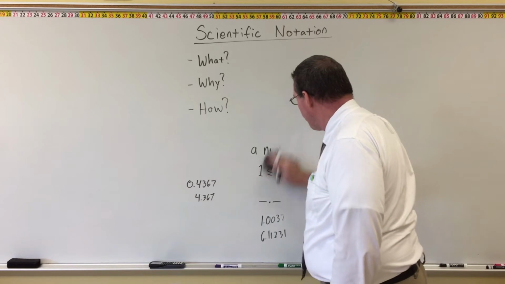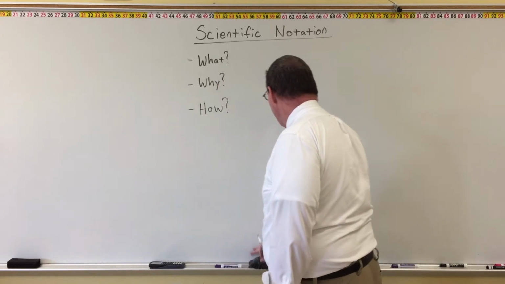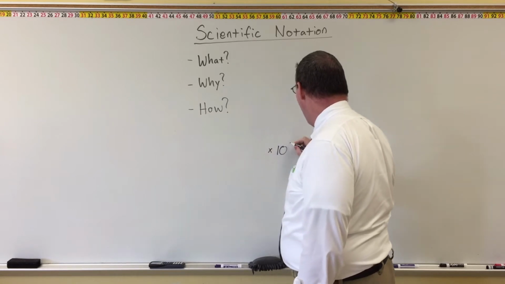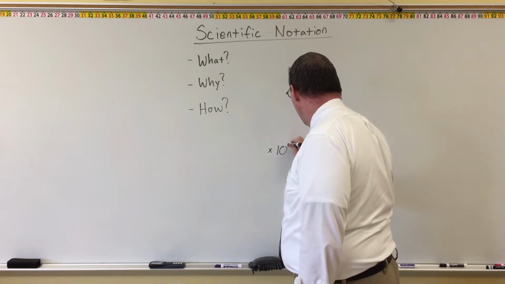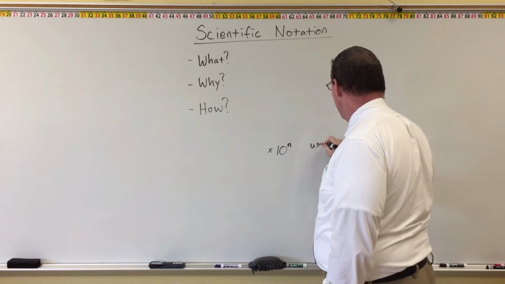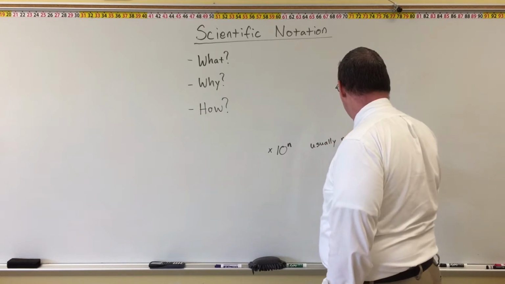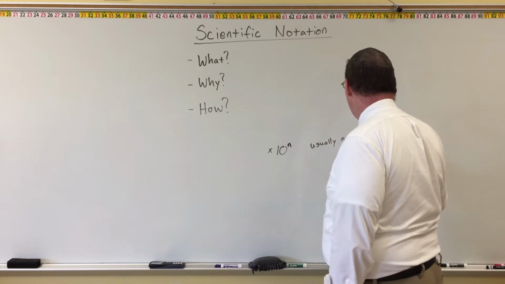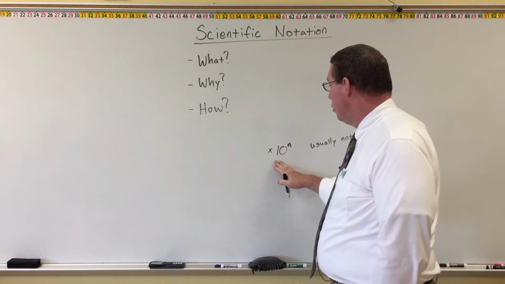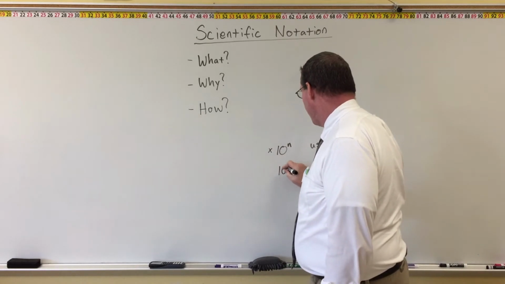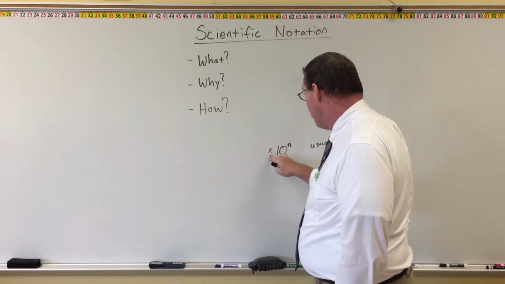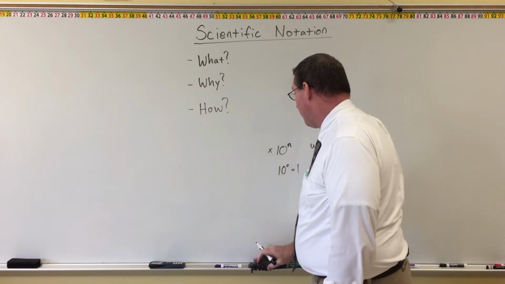And then the second part of scientific notation is times 10 to some power. So I'm going to say to the n power, okay? And that n power is usually not 0, but it can be 0 technically speaking. But if it was 0, then you just wouldn't write it in scientific notation because 10 to the 0 power is equal to 1. And if you're multiplying by 1, it would just be equal to whatever your number is.